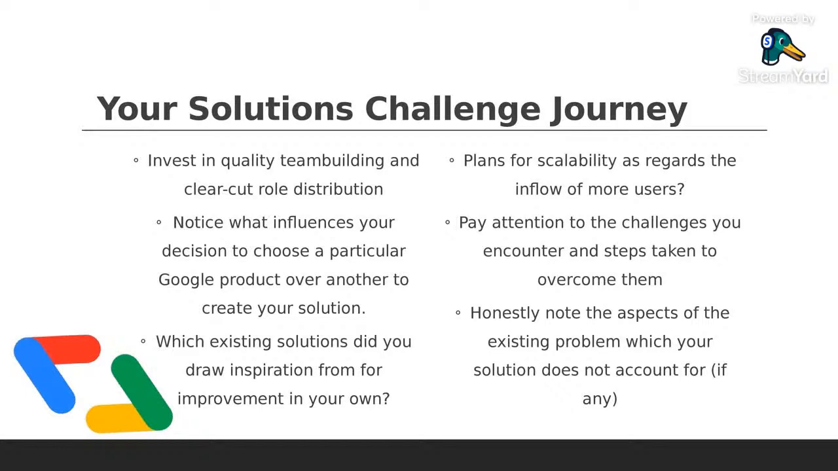And then you want to note what influences your decision to choose a particular Google product over another one to create your solution, because this is one of the major questions in the submission list. And so we'll still discuss that. Which existing solutions did you draw inspiration from to improve on your own? Now, this is actually a question that I think 2 or 3 judges asked at the 2023 demo day. And what they're really looking out for is the extent of market research that you did before deciding that you were going to work on that particular problem. And they want to see what you have done and what other people have done in that industry that you then took and improved on.